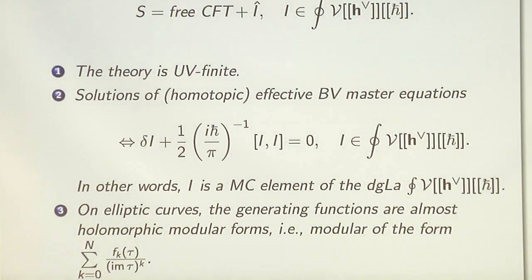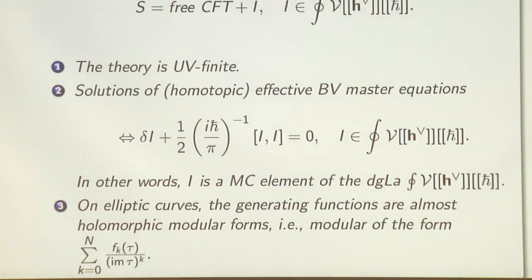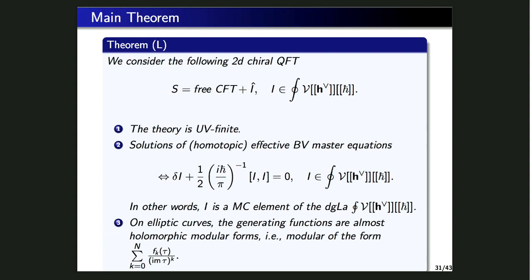And finally, if you put the theory on an elliptic curve and you try to compute the generating functions, they're going to be some kind of almost holomorphic modular forms. It's not holomorphic, but it has a modularity property, and it actually has the following form. It has a very mild anti-holomorphic dependence on the imaginary part of tau, a polynomial dependence. So f_k(tau) is something holomorphic of this type, but the whole thing has a modularity property. I will try to explain the content of the theorem and its application in some examples.